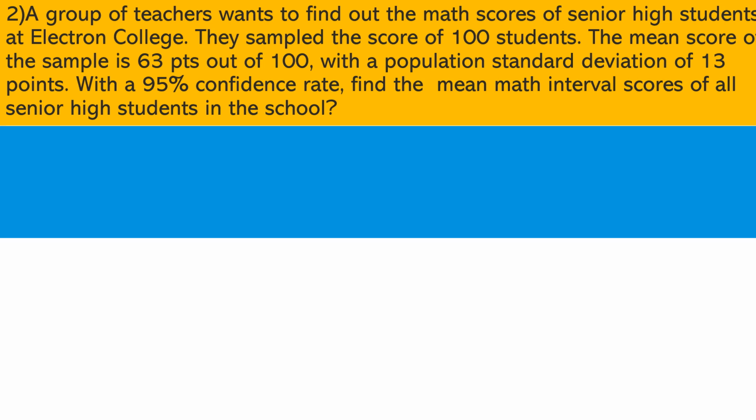Let us have our example number 2. A group of teachers wants to find out the math scores of senior high students at Electron College. They sample the score of 100 students. The mean score of the sample is 63 points out of 100, with a population standard deviation of 13 points. With a 95% confidence rate, find the mean math interval scores of all senior high students in the school.